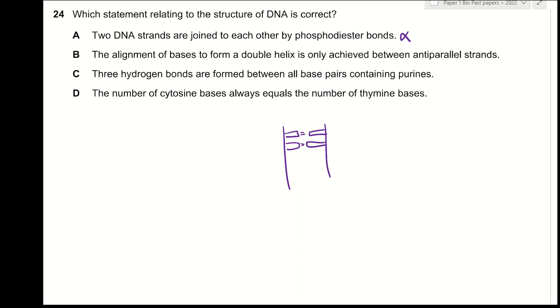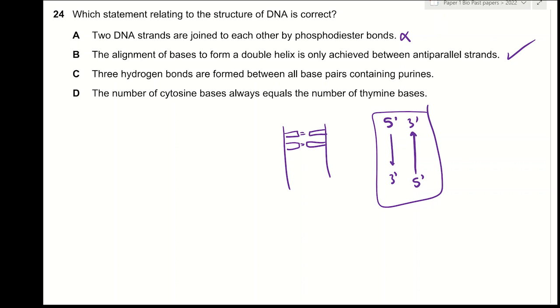For B, the alignment of bases to form a double helix is only achieved between anti-parallel strands. Now, this is correct because, as we all know, we have a 5' to 3' strand, and an anti-parallel one would be 3' to 5'. This is how they align together. Therefore, this is correct. And this is the only way the double helix is achieved, because both strands bind together by complementary base pairing. Therefore, this is correct.